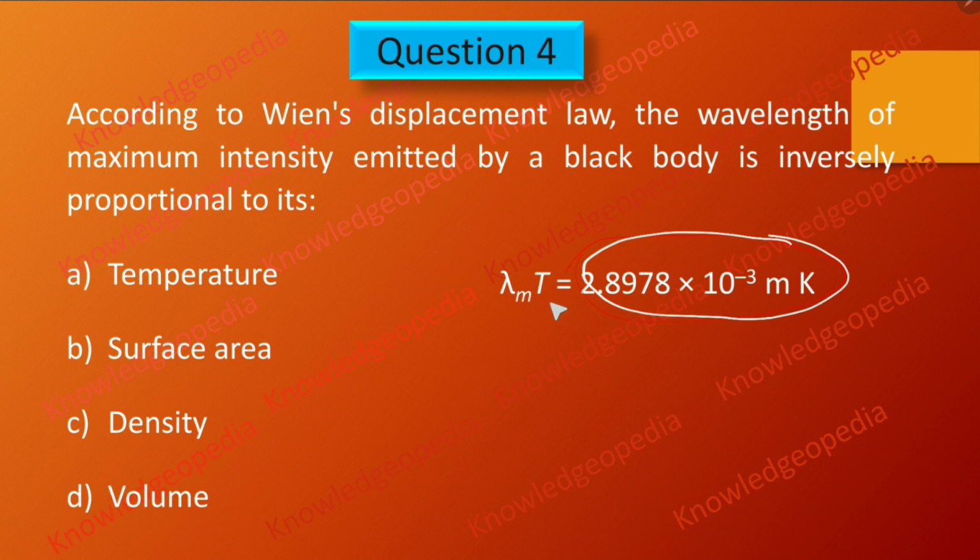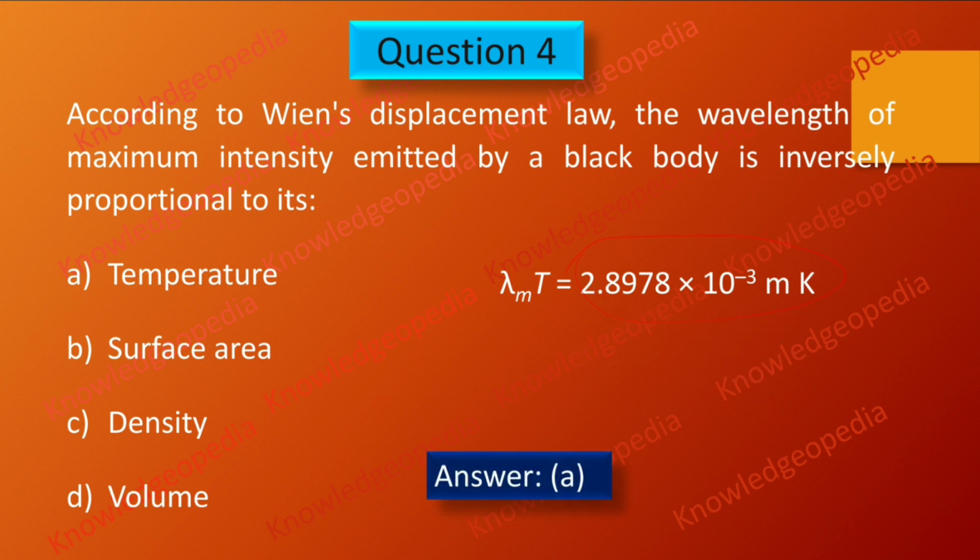Okay. If I take this T to this side, this will be a constant divided by T. So lambda_m equals a constant divided by T. So this wavelength of maximum intensity is inversely proportional to temperature. So the answer is option A.